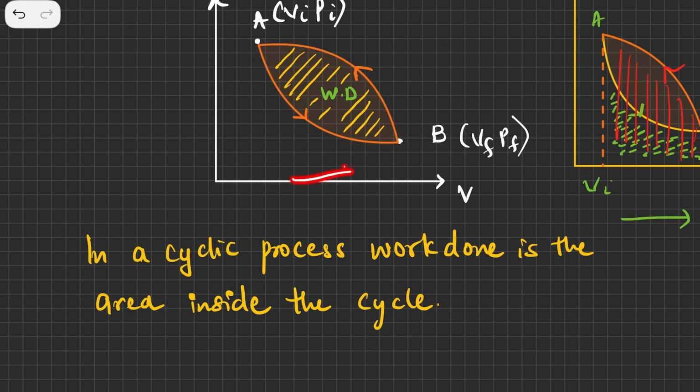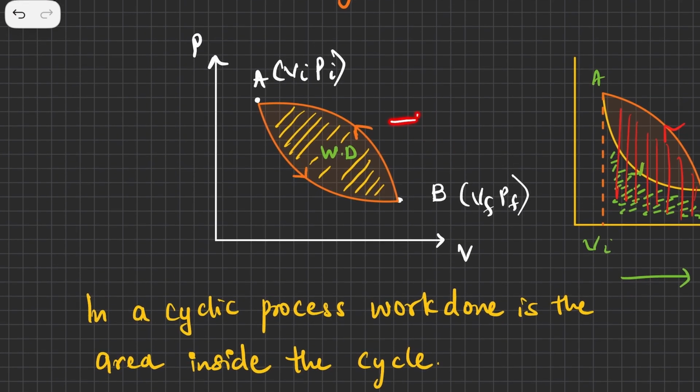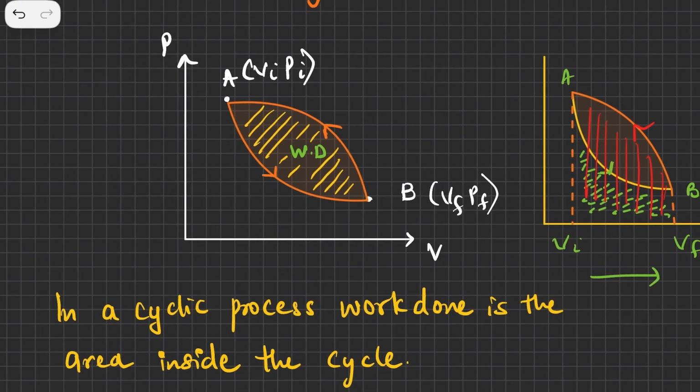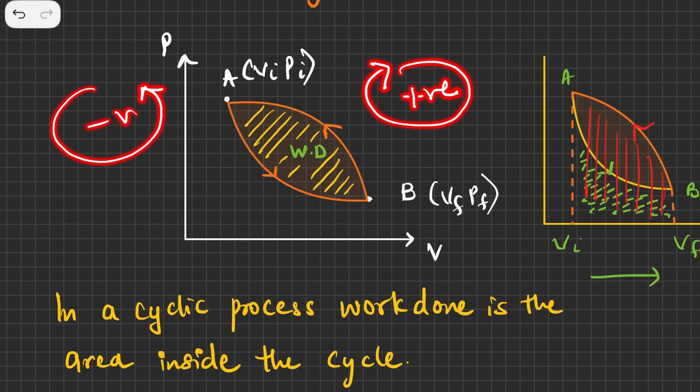Because the positive side area is lesser and the negative side area is more, the net work done would be negative. So anti-clockwise motion of the process, or the direction of the process, will give us negative work done. However, had this process been the other way around, suppose the process was going from this point to this point and this point to this point, that means it was a clockwise process like this, then the work done would have been positive. But because it is anti-clockwise, the work done is negative.